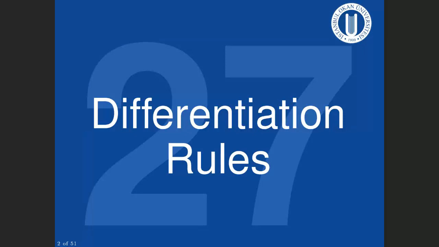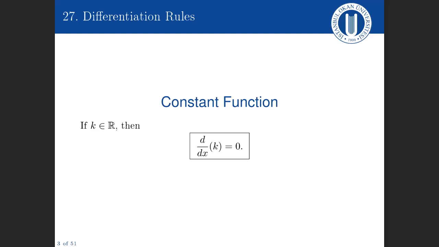Last week I introduced the idea of the derivative as the slope of a graph. And we saw that we could use the definition involving the limit to calculate that slope. But often there's an easier way. Often we want to use the differentiation rules.